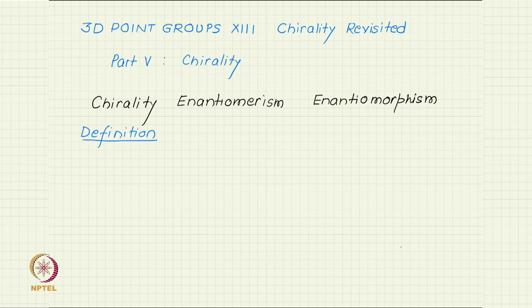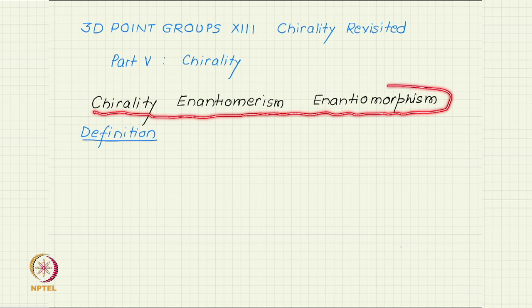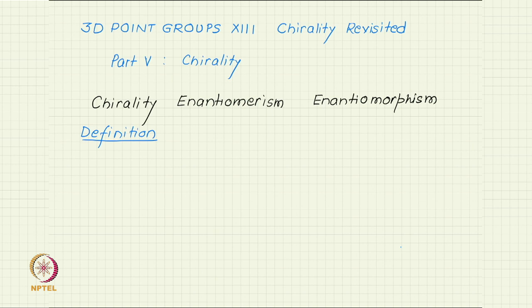In part 5 of this series, we had discussed chirality, and in this part, we are going to revisit it, looking at it in a little bit more detail. So, chirality, also known as enantiomorphism or enantiomerism. These are all synonyms, and sometimes in literature one also sees a word like dissymmetry. All these are synonyms. So, let us define chirality.